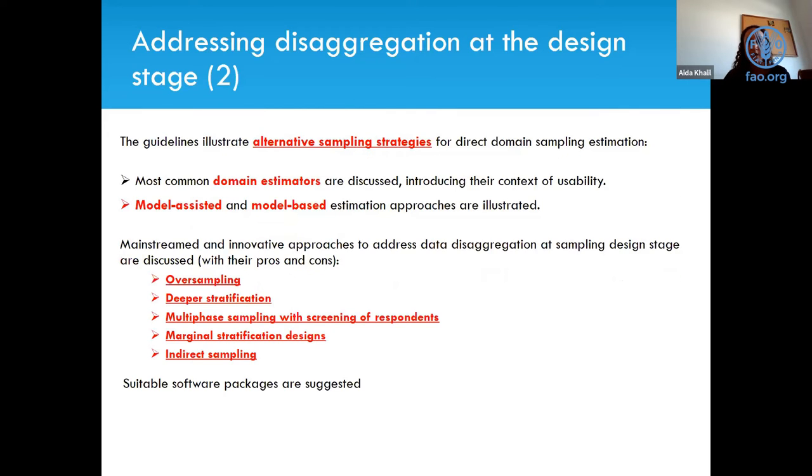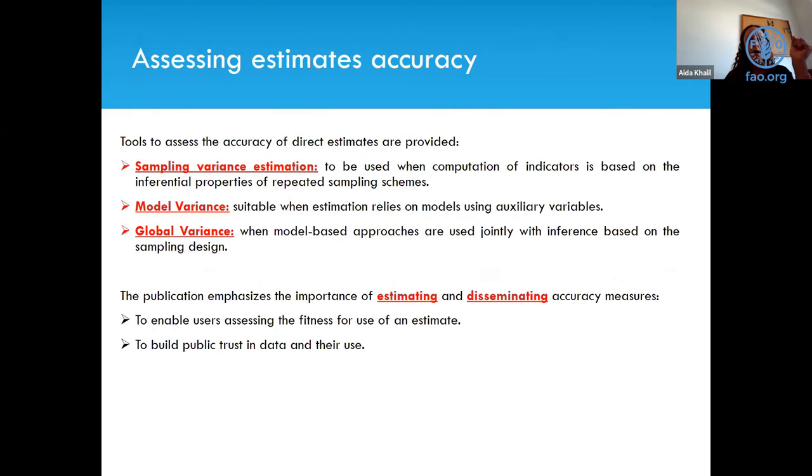I will skip this. In any case, this slide lists some of the sampling approaches that could be used when disaggregated estimates need to be produced. The guideline also provides some tools to.